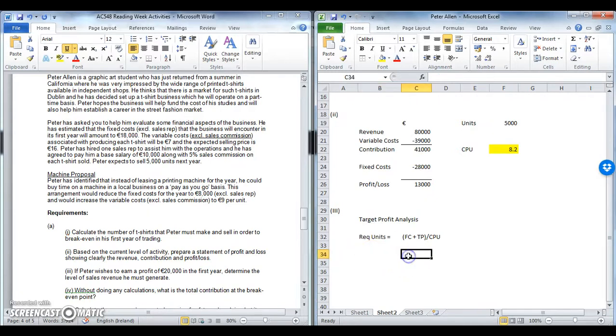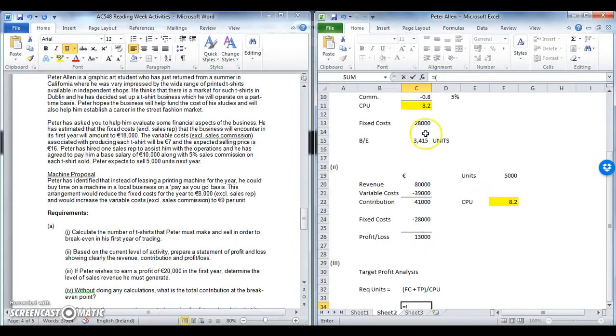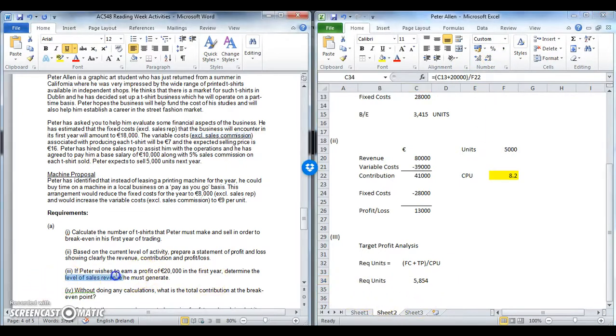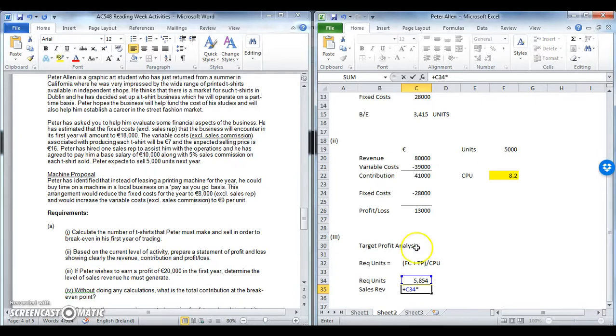So in this instance, the required units are fixed costs, which we know are 28,000. Our target profit is 20,000 from the question. And our contribution per unit is 8.2. Meaning required units are 5,854. But remember, we're not asked for units, we're asked for levels of sales revenue. Therefore, sales revenue is this times the sales revenue per unit, meaning the required sales revenue is 93,659.